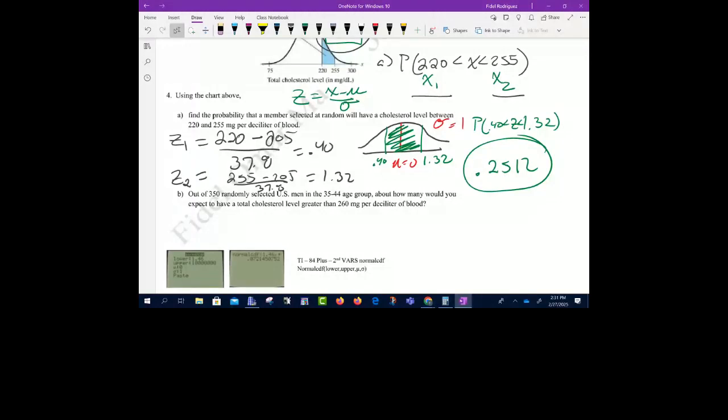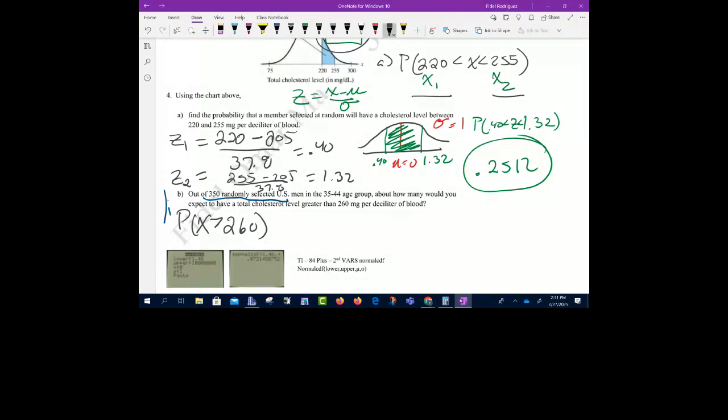Now, there is a part B to this question, y'all. Part B says, if there were 350 men in that age group, how many of them would we expect to have a cholesterol greater than 260? Okay, so y'all, let's see if we can figure this part out. First thing I'm going to do, we're looking for the probability that their cholesterol is bigger than 260.